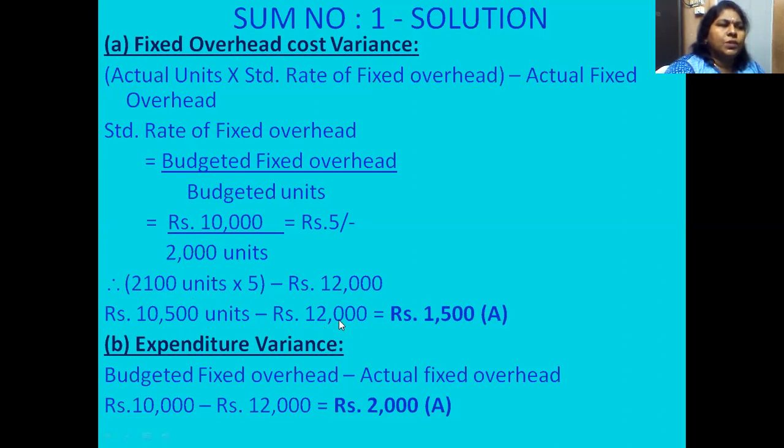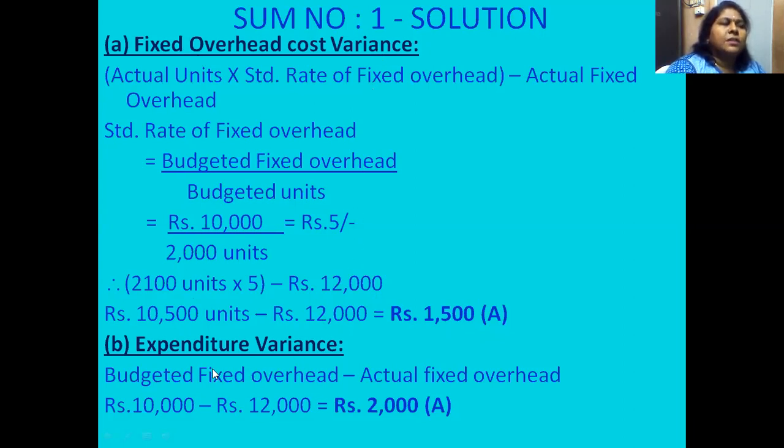minus actual fixed overhead of 12,000. So you are getting a negative answer. That's what I mentioned in the brackets as adverse. The answer is rupees 1,500. So this is all about how we calculate the fixed overhead cost variance. That is the first question in this problem.